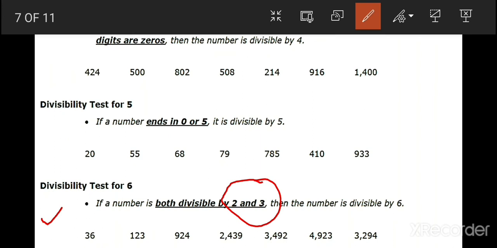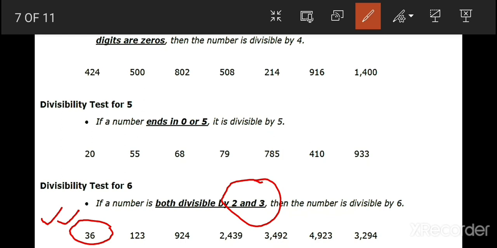Now, if we add 3 plus 6 equals 9. Is 9 divisible by 3? If you're not sure, you do skip counting. 3, 6, 9. So I was able to mention 9. So therefore, it is also divisible by 3. So I will encircle 36 because they are both divisible by 2 and 3. Therefore, the number is divisible by 6.